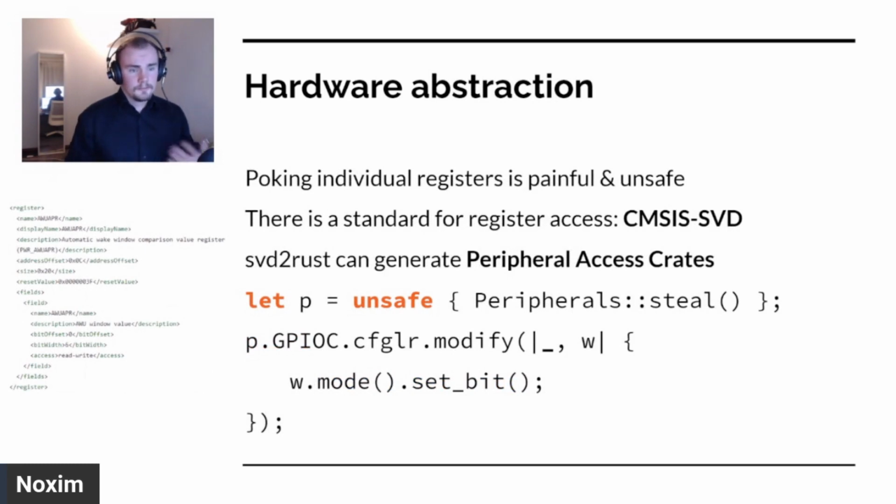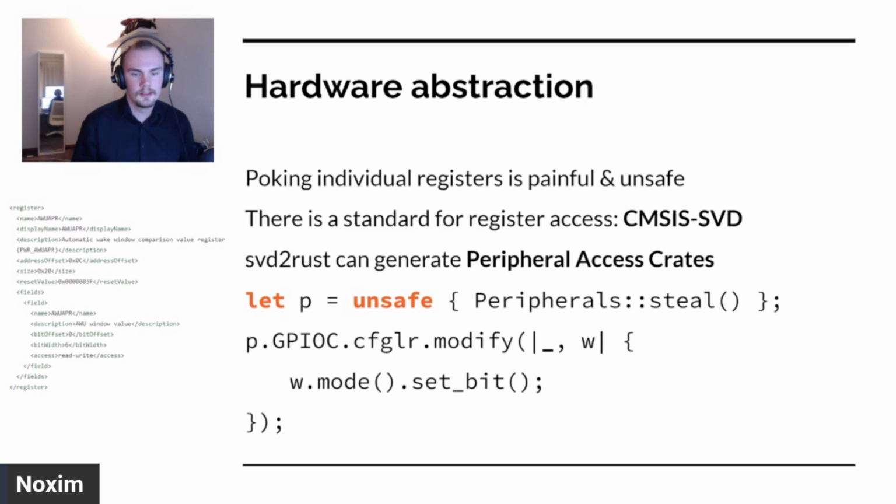Chip vendors know this is really painful to program for, so they came up with something called SVD, a System View Description file. It's an XML file that describes all of the registers a chip might have. And then there's tooling for Rust: SVD to Rust can look at the XML file and generate a crate for you that abstracts over this raw register access. And it looks sort of like this.